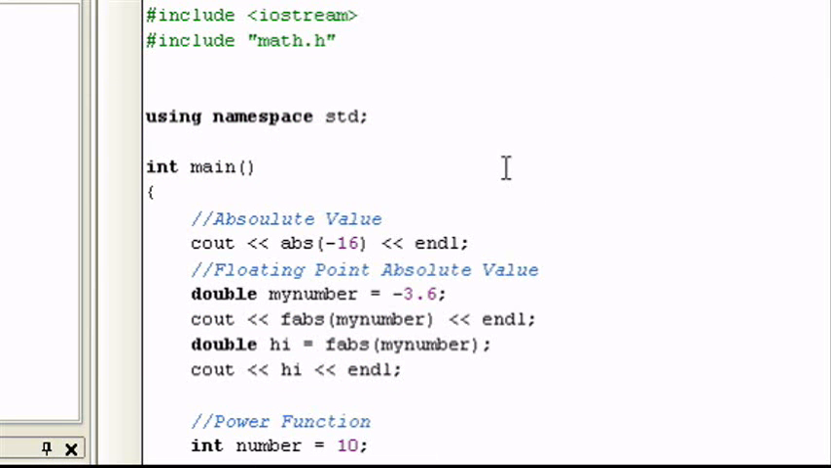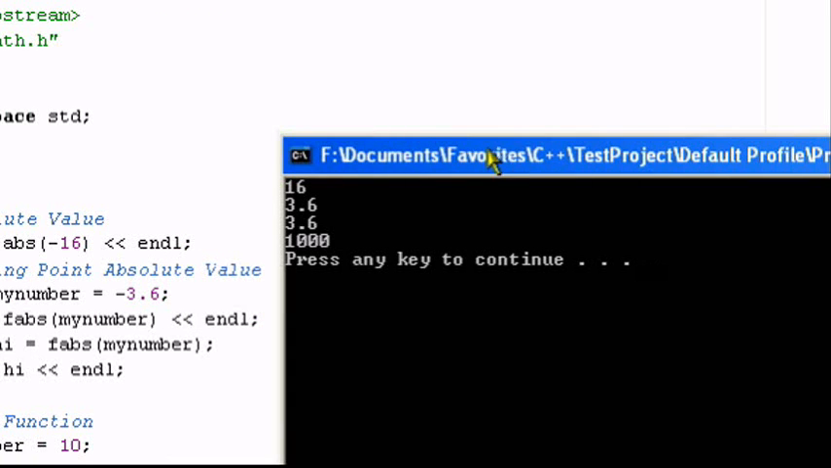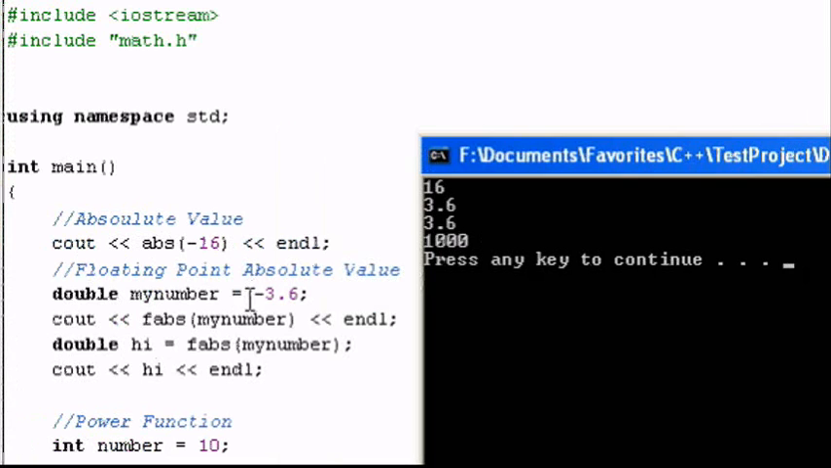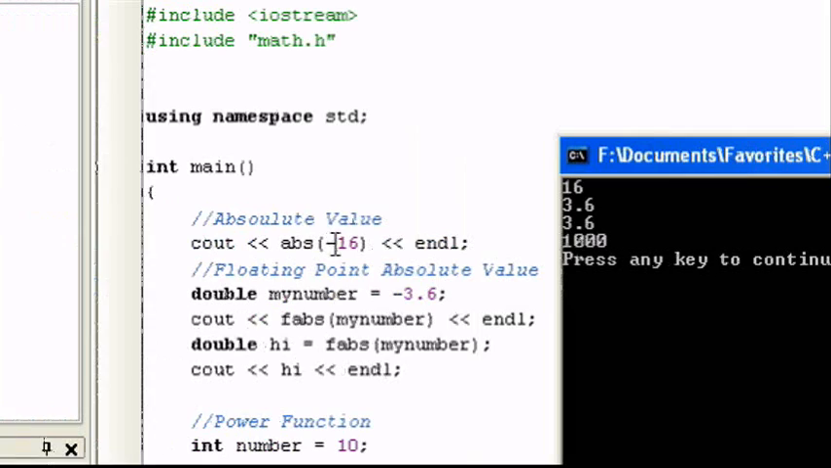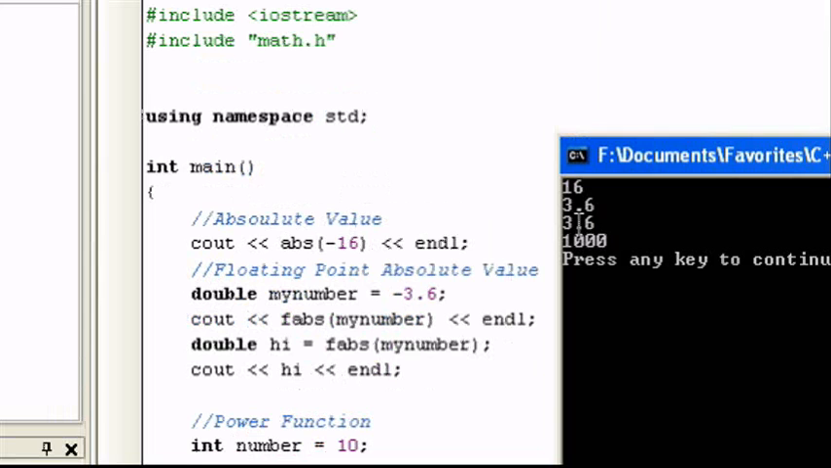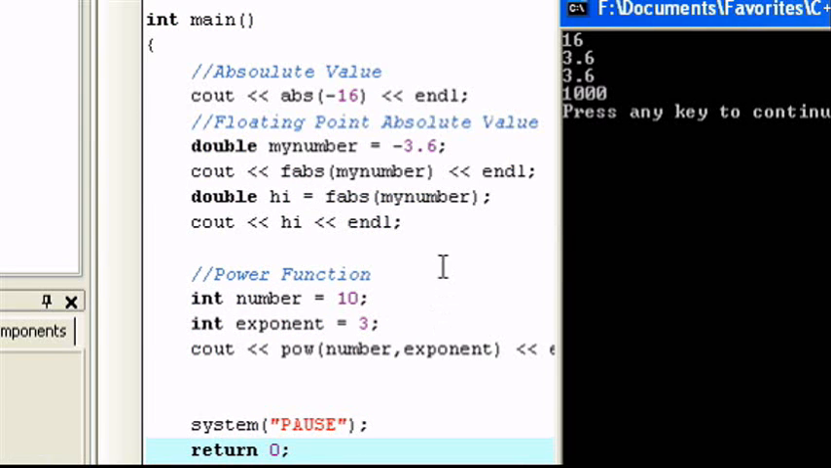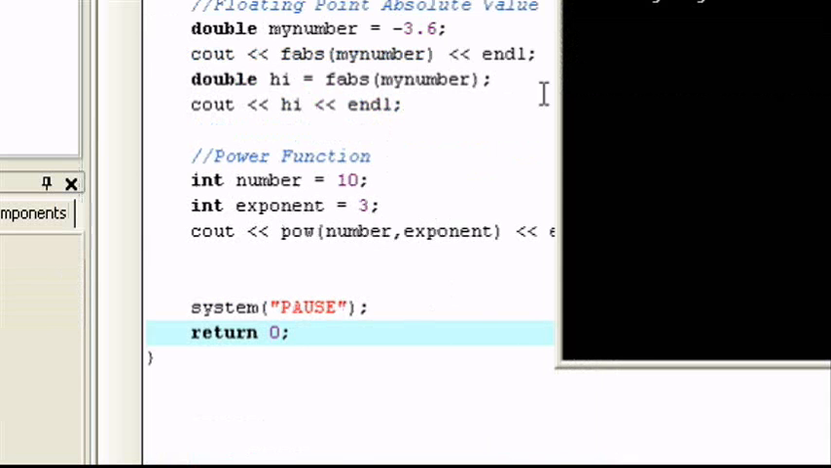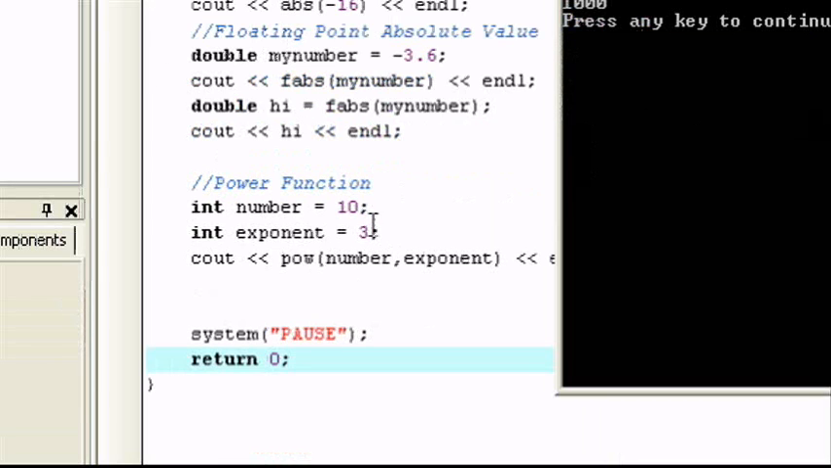Okay, so this is the fruits of our labor. The absolute value of negative 16 is 16. Double my number equals negative 3.6. The absolute value of negative 3.6 is 3.6. Double high equals fabs my number. Cout high, I still got 3.6 again. Now the power function, 10 to the third power is equal to 1,000. Cout power number and exponent, I got 1,000.